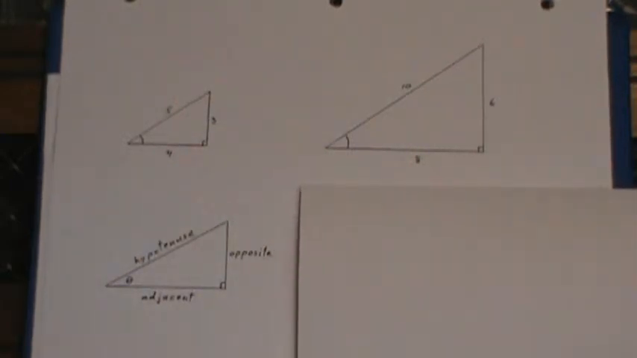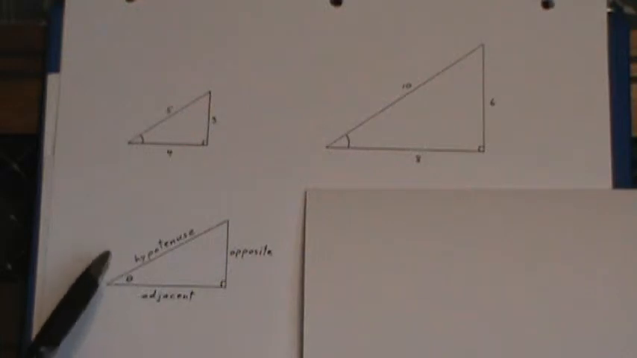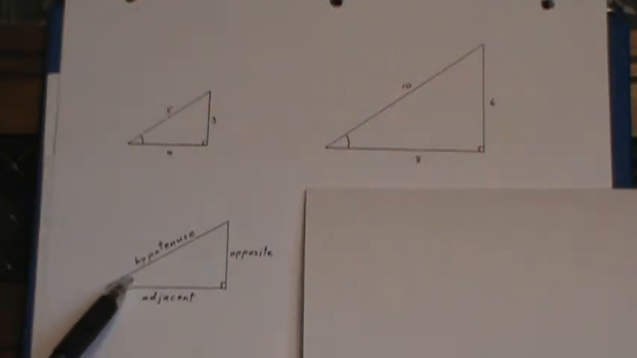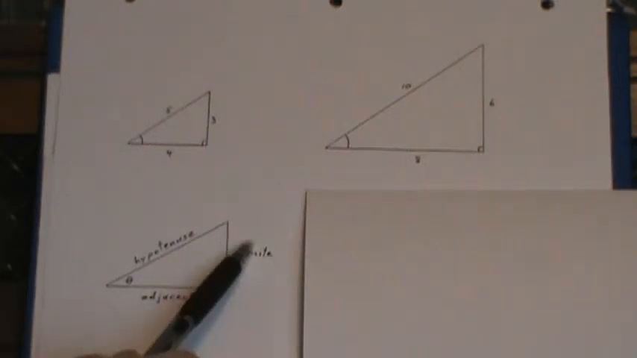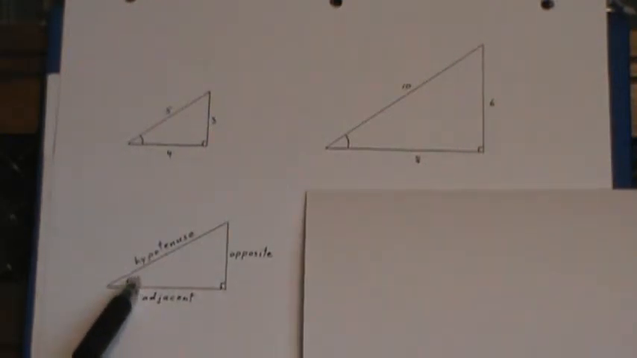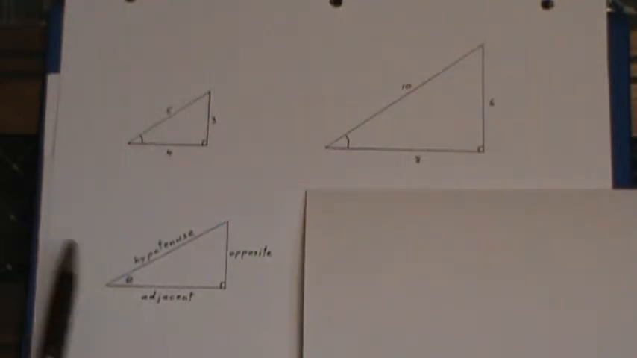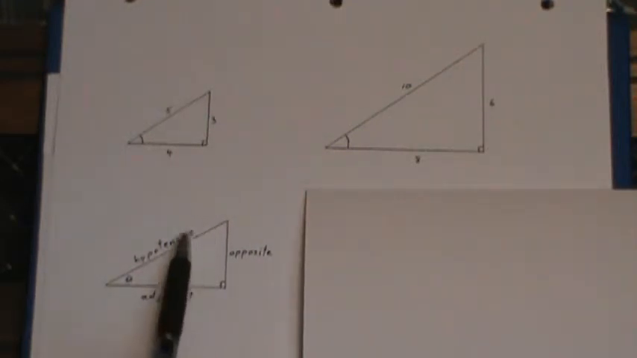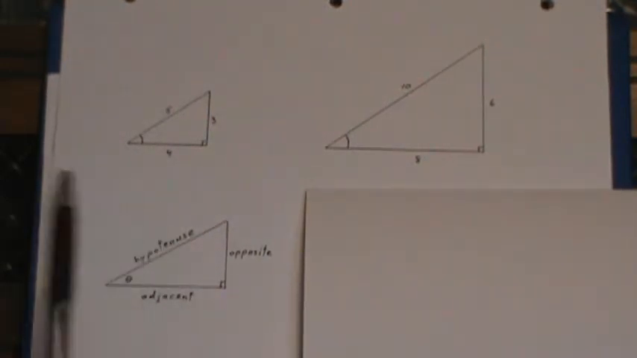Now, in order to work with these ratios, we have to have a way of talking about the sides. And what we do is this. If you're going to talk about this angle, which we're marking with the Greek letter theta, we have to have a way of talking about the fact that this is the opposite side to that angle. This is the adjacent side. It's next to the angle. And this, of course, is the hypotenuse. You've probably heard about that before. It's the side across from the right angle.